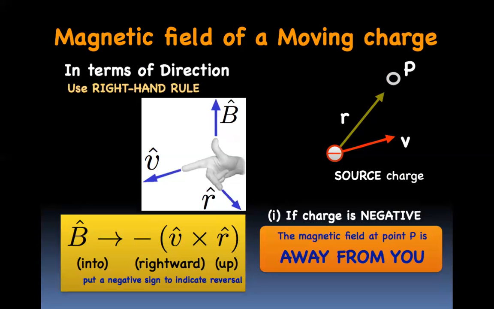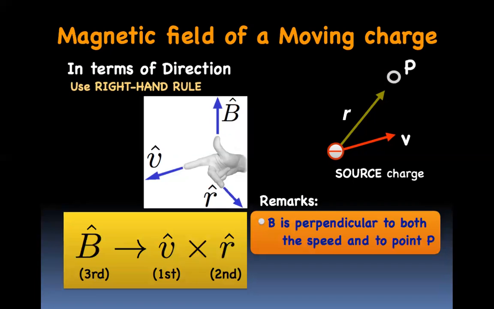Thus, for this example, we can verify using the right hand rule that the magnetic field at point P is pointing away from us. With respect to the page of the screen, that direction is into the page. Notice that the magnetic field is both perpendicular to the velocity and to point P.